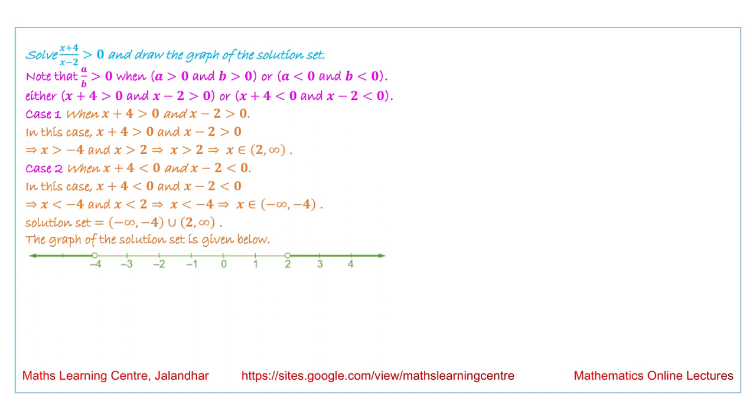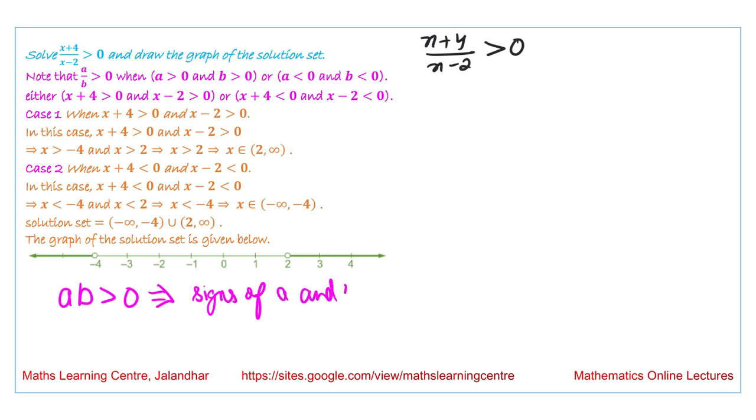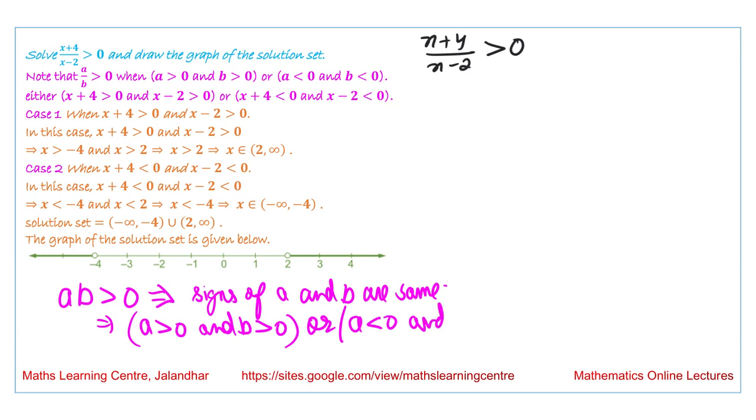Next is this inequation we have to solve: (x plus 4) over (x minus 2) is greater than 0. To solve these kinds of inequations, we look at a formula over here. We have two real numbers a and b, and ab is greater than 0. This implies that the signs of a and b are the same. So either a is greater than 0 and b is greater than 0, or a is less than 0 and b is less than 0.